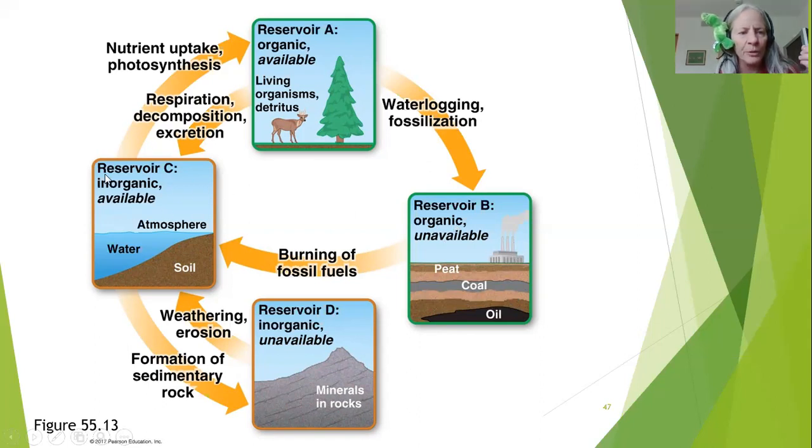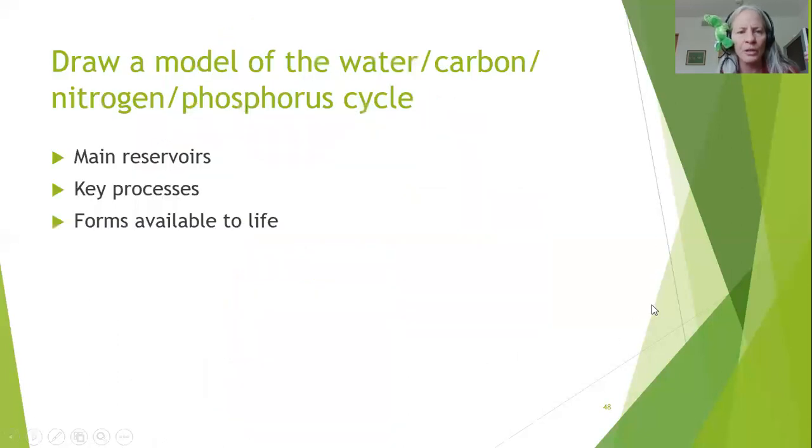And then let's go back over here to Reservoir C. So nutrients that are in Reservoir C can go back into living things by nutrient uptake or photosynthesis, or these nutrients can be formed into sedimentary rock. And in this case, you would have inorganic, unavailable nutrients. And these can be made available by weathering and erosion. So this is in general how a biogeochemical process works.